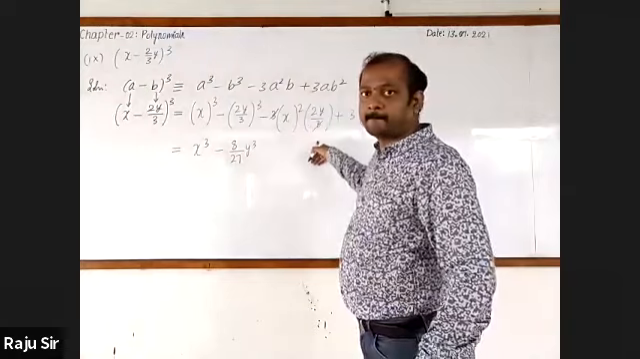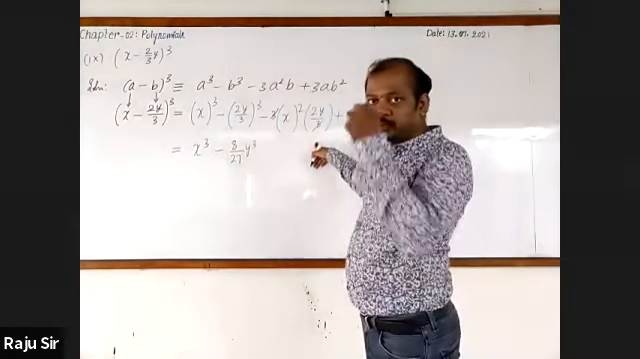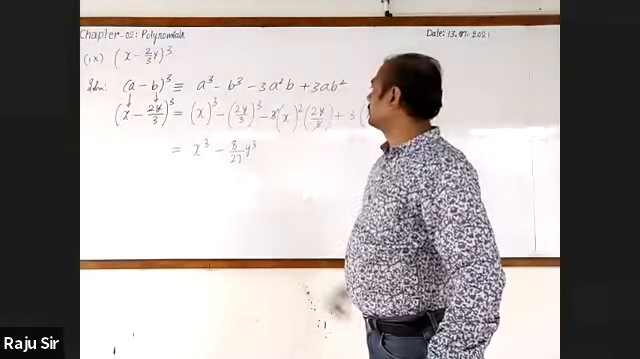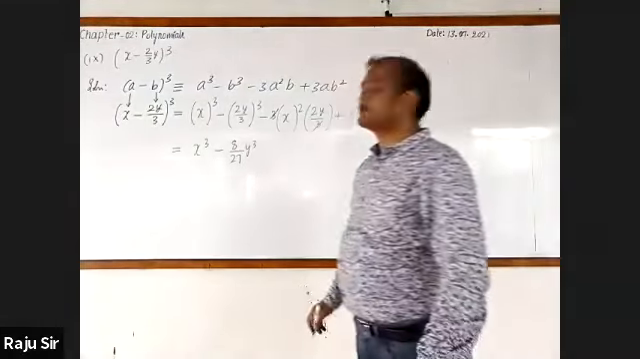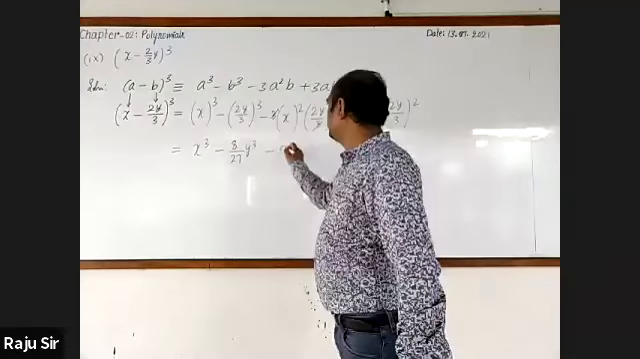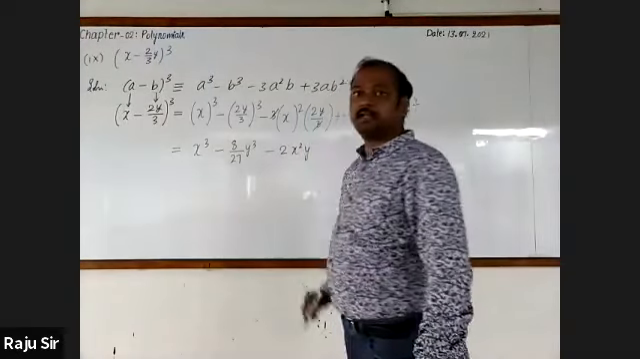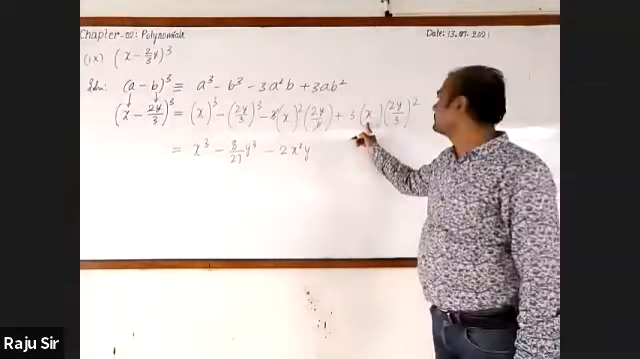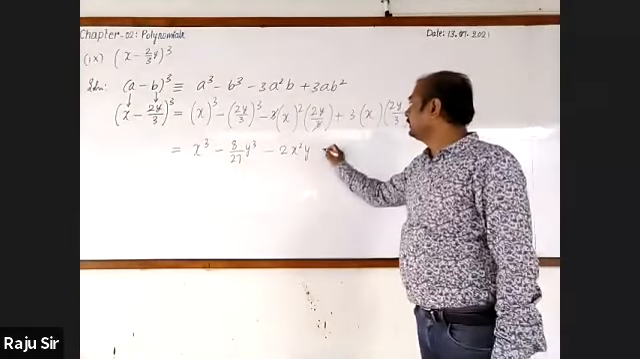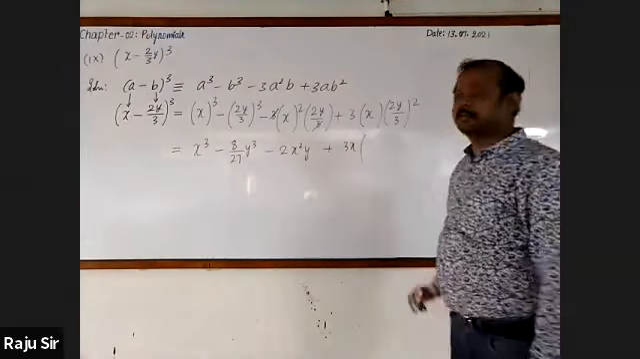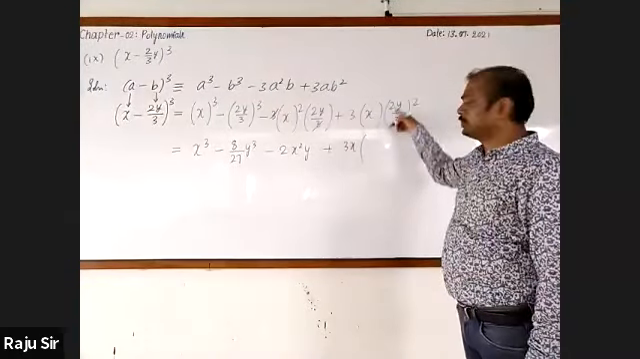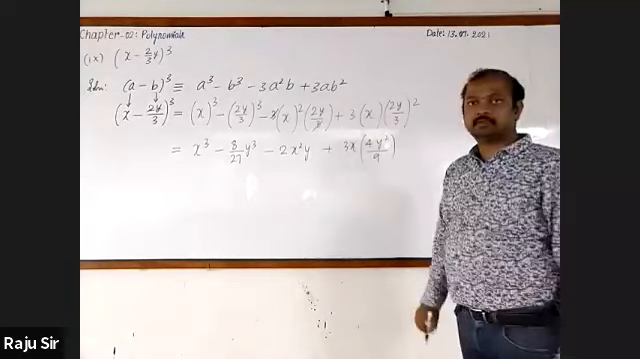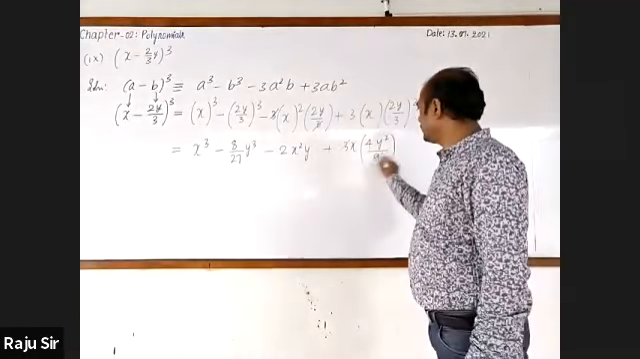Next, continue. x squared y, first coefficient, then variables. And this one, 4 by 3 x y squared. I'll apply square to both: 2 squared is 4 and y squared by 3 squared is 9. Here you may cancel the threes.